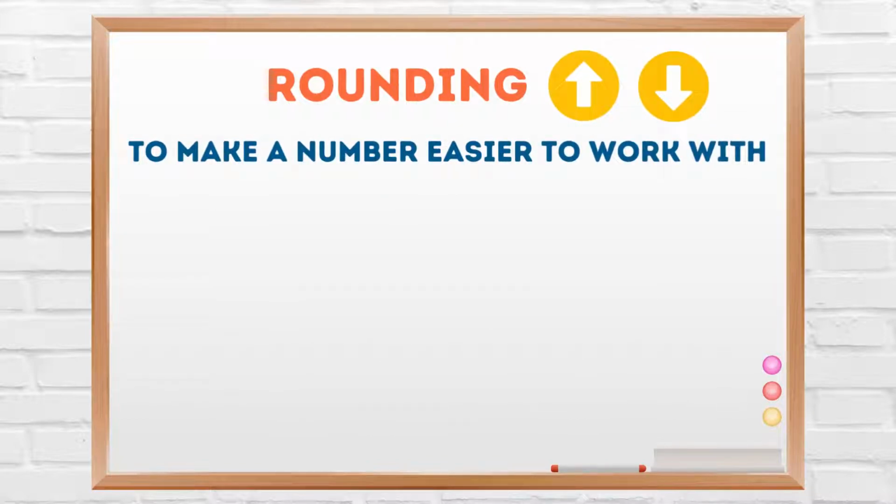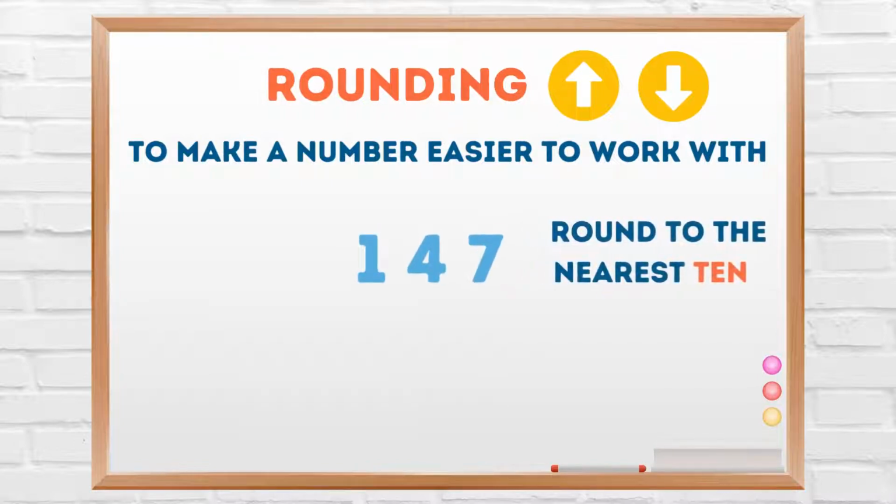One very simple way to estimate is by rounding up or down to make a number easier to work with. To round a number, you must first find the rounding digit occupying the place that you're rounding to. Let's look at the number 147 and round to the nearest 10. Using our knowledge of place value, we know that there are 4 tens in 147. So now that we have found the rounding digit, we need to look at the next digit to the right, which is 7 in the ones column.